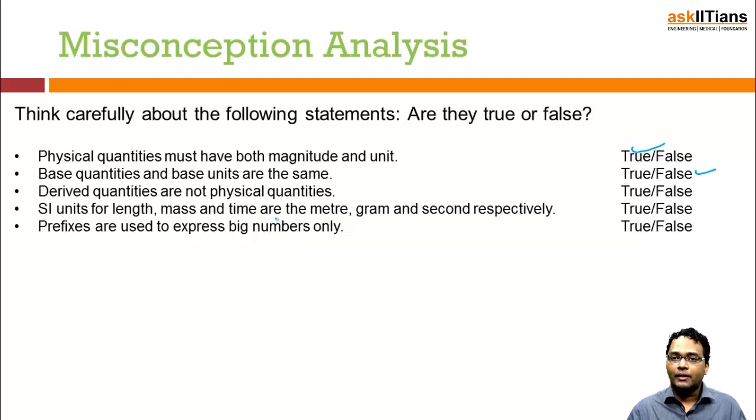You derive it from the base quantities, so they are still physical quantities. SI units for length, mass and time are meter, gram and second. Wrong. It's kilogram. This should have been kilogram. Only then this should have been correct.